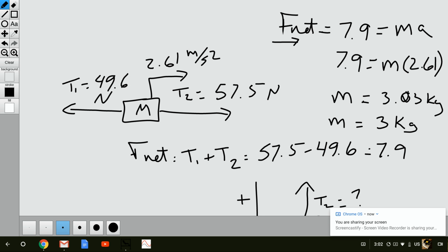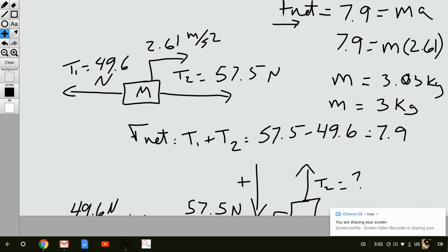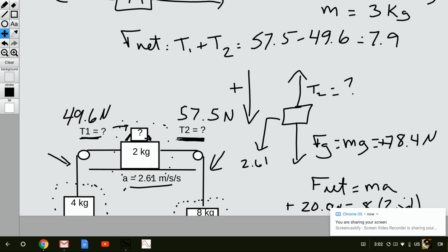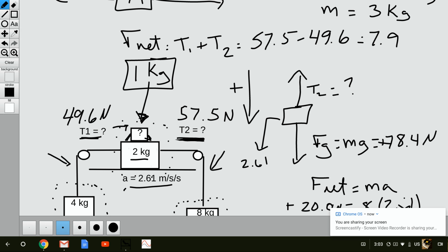If we go back and look at our drawing, if the total mass is 3 kilograms and 2 kilograms is this box right here, that means that the box right there must be 1 kilogram. So there is my answer. You'll have to pardon me for not doing sig figs.